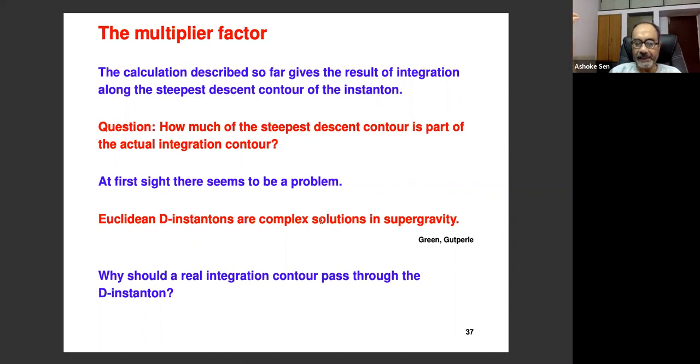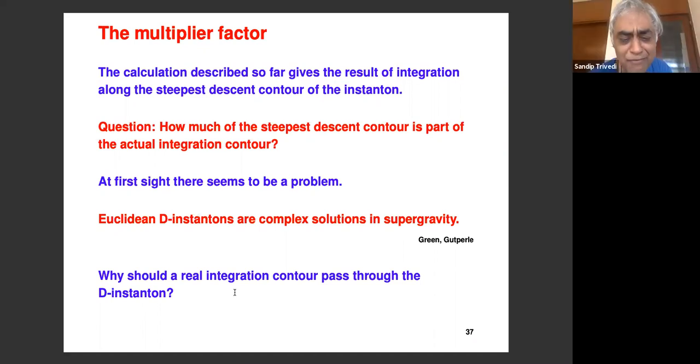So if you think of this as an integral over the closed string variables, a path integral over the closed string fields, you may wonder how the D-instantons contribute at all, because they are off the real axis. Normally you would think that the closed string path integrals would be done along the real axis, and the D-instantons are sitting at imaginary values of the closed string fields. So you shouldn't include these in the path integral.